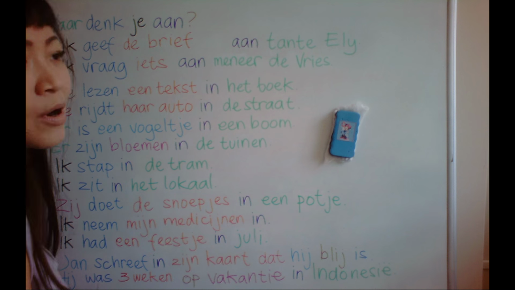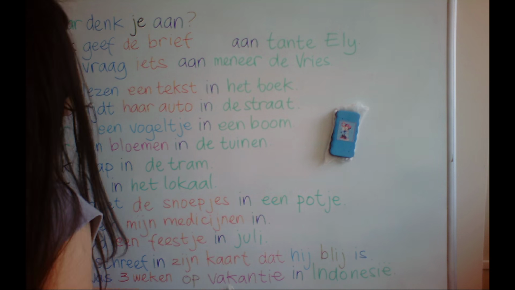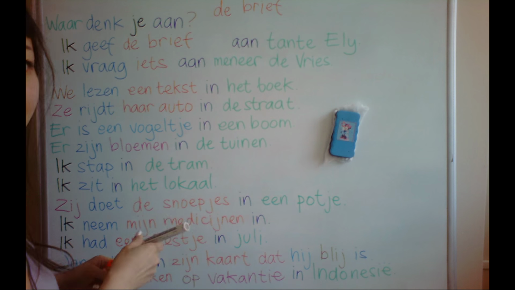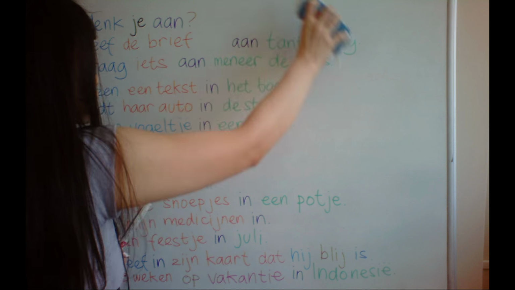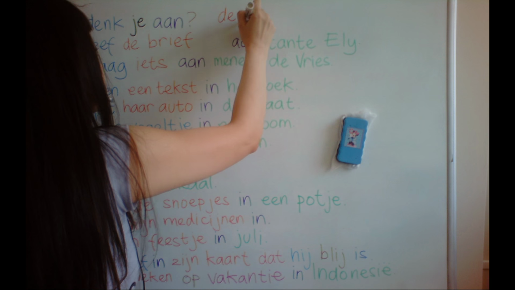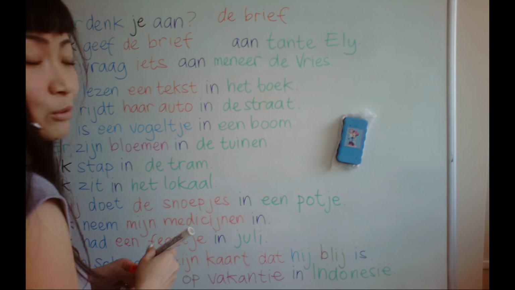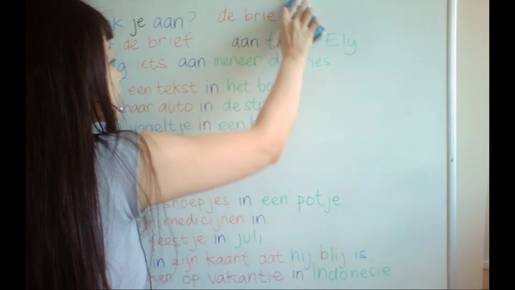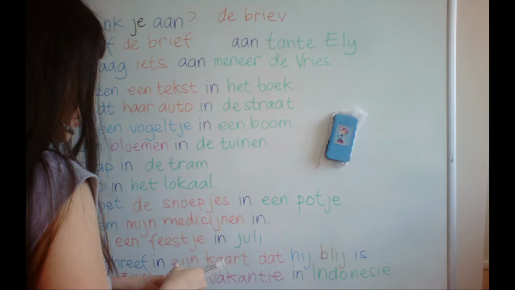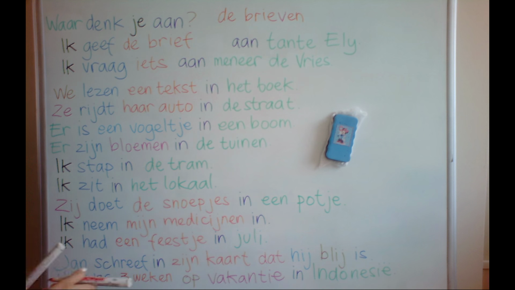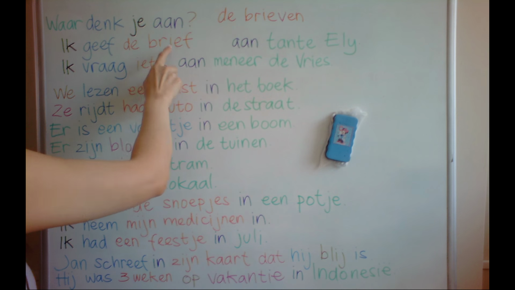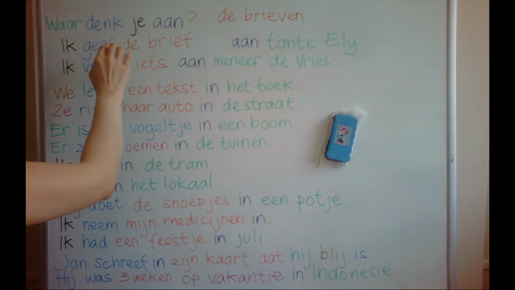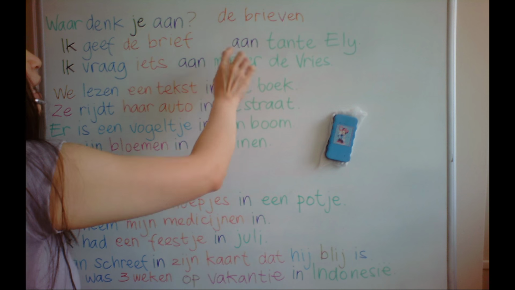But how if you want to say more than one letter, or letters? This is one: brief. But if you want to say more than one, this F changes to V, and we put EN: brieven. So this is more than one. Ik geef de brief aan tante Ellie. Ik geef de brieven aan tante Ellie.